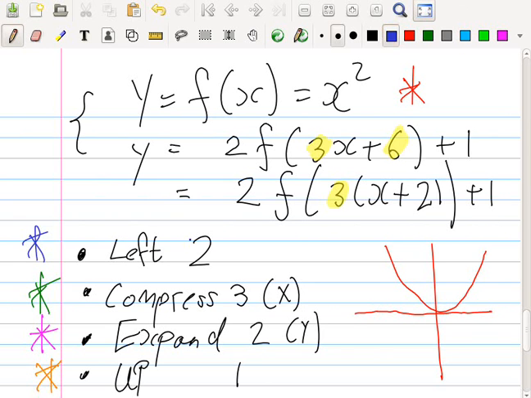I move it left 2 units, so that would look like this. Yeah? Then in green now, I compress it 3 units. So what happens here? It gets squished, doesn't it? So that goes like that. And then I expand it vertically 2 units, so then that gets stretched up. Oh, this is looking terrible. And then I move it up 1 unit, so I don't know.